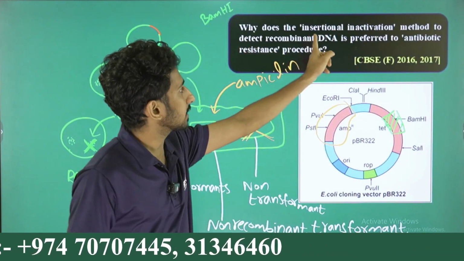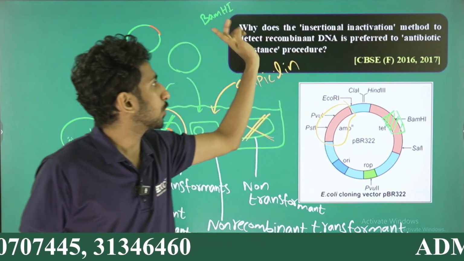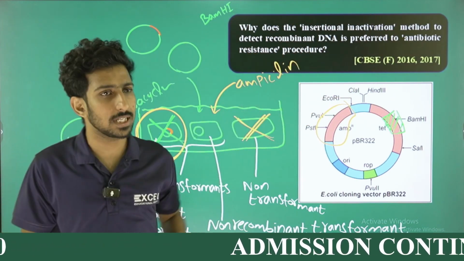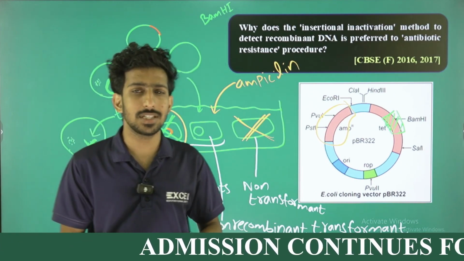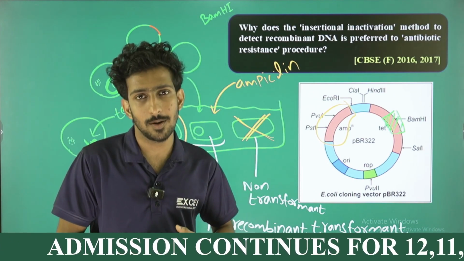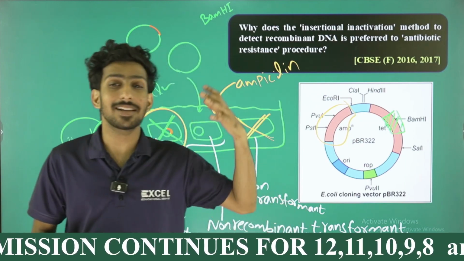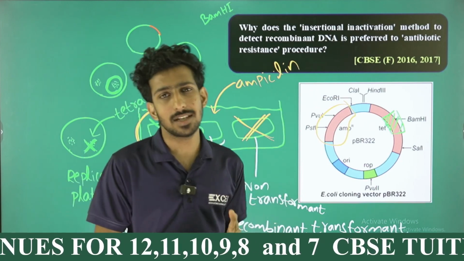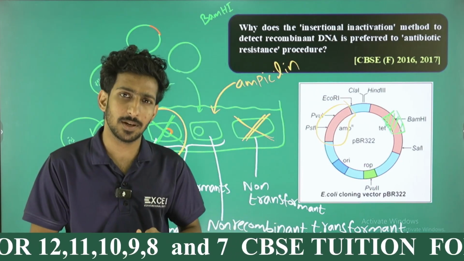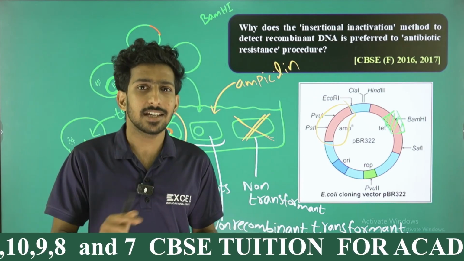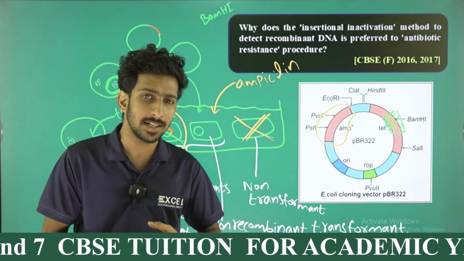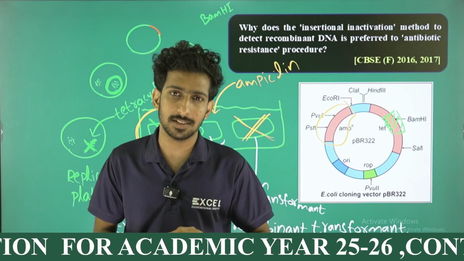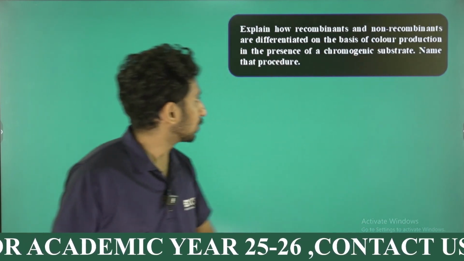Okay, listen. Why is the insertional inactivation method to detect recombinant DNA preferred to the antibiotic resistance procedure? Because the insertional inactivation method is a very easy process, while the antibiotic resistant method requires 2 steps. It requires culturing of bacteria in 2 mediums, one containing ampicillin and second containing tetracycline. That is a cumbersome process. Got it?